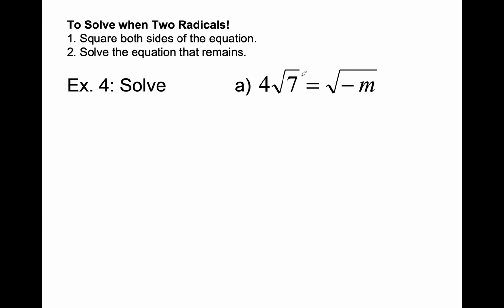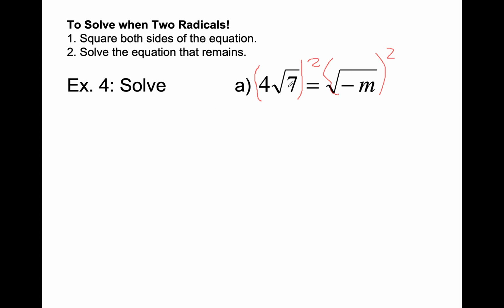4 radical 7 equals radical negative m. First step, I'm going to square both sides. Now this is where it gets really, really important that we start putting in parentheses before we square, so you remember to square everything.